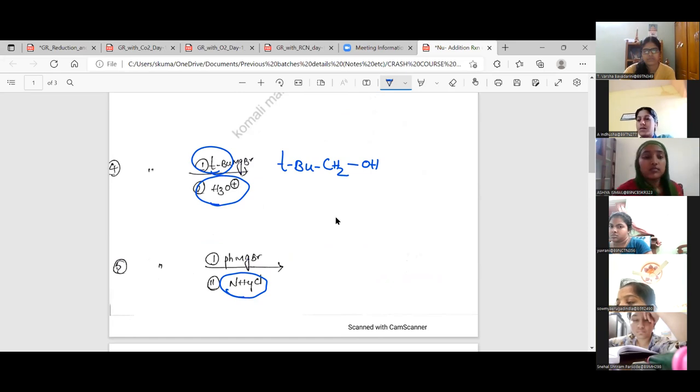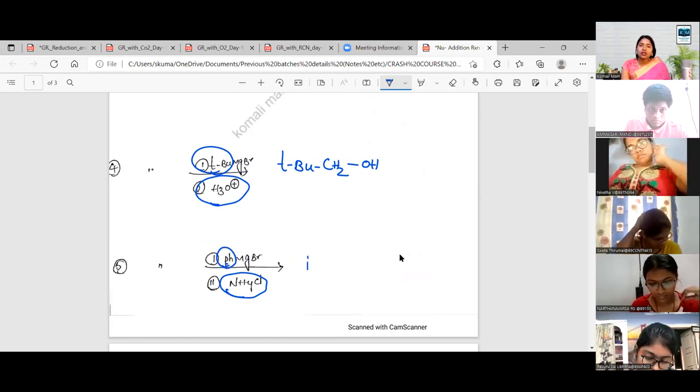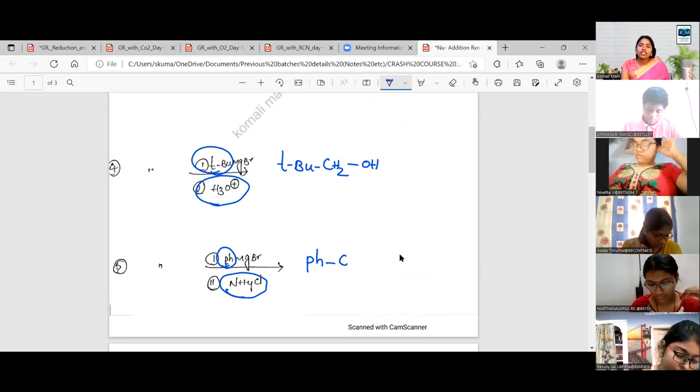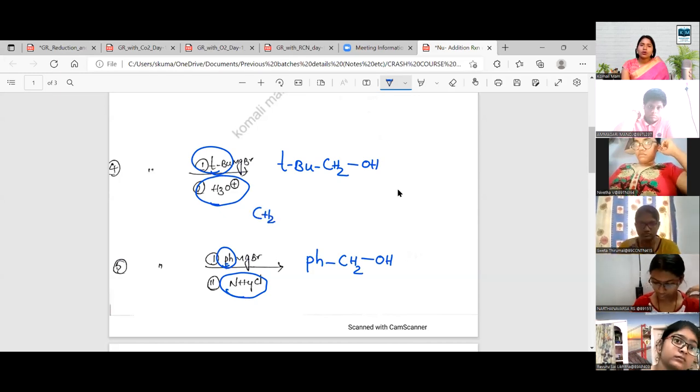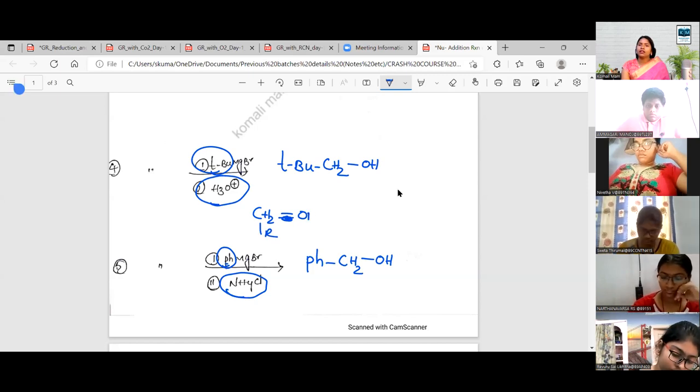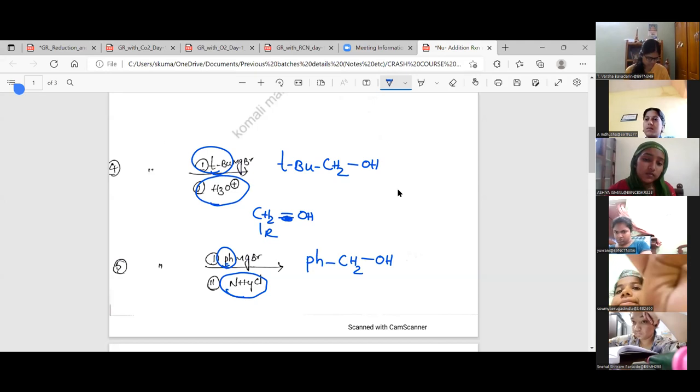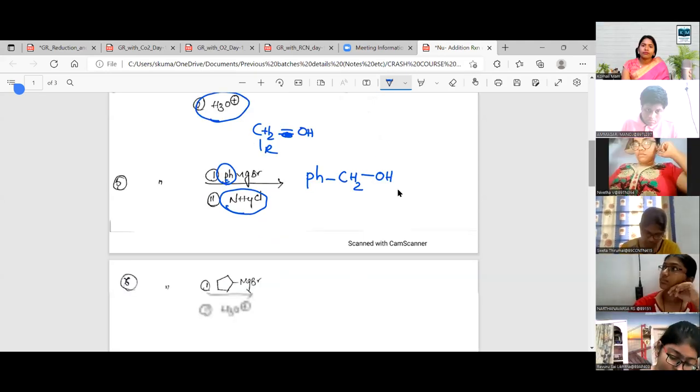So, can you tell me the product in this case? Ph goes and attacks on the CH2 group, and oxygen gets H plus. Simply, that CH2 double bond O breaks the bond. R part here, H part here. That's it. No difficulty.